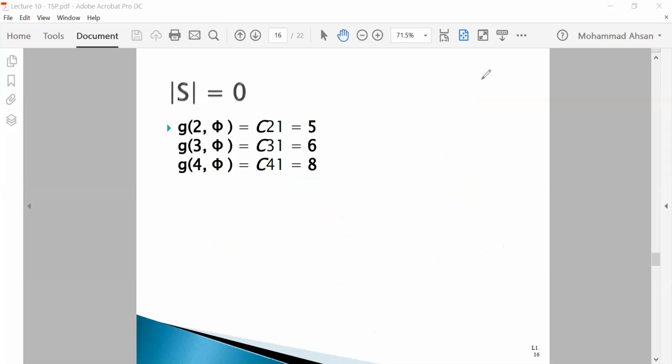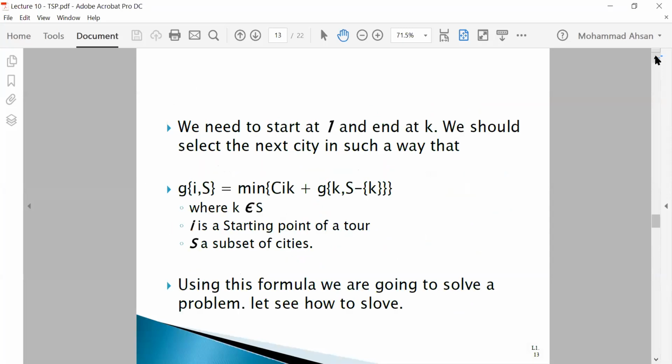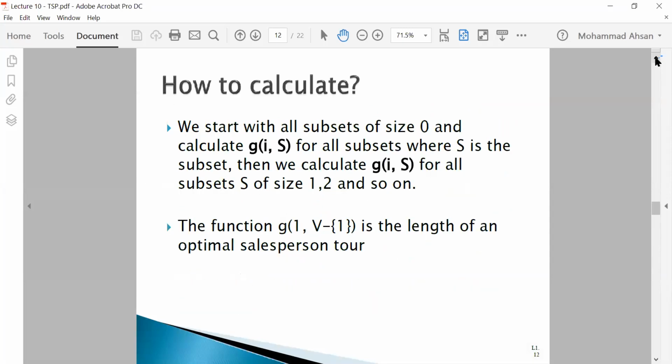So if you see here, this S, we have to do the calculation.